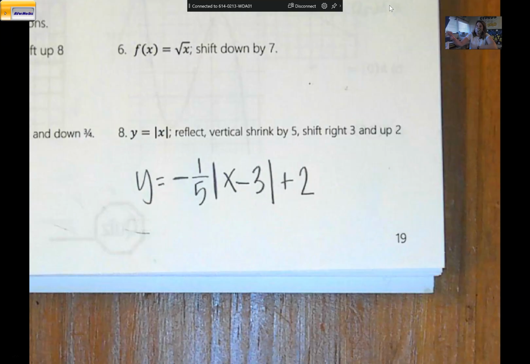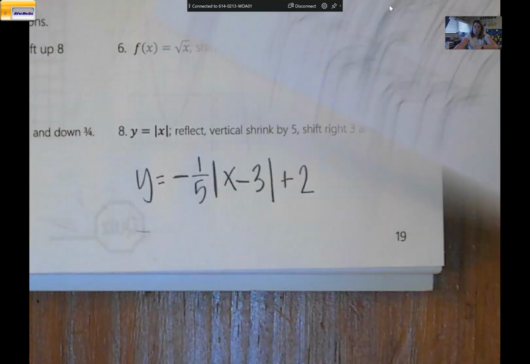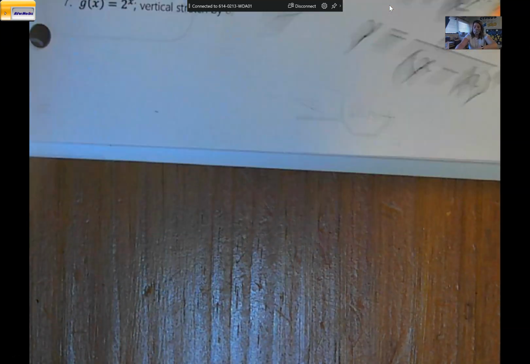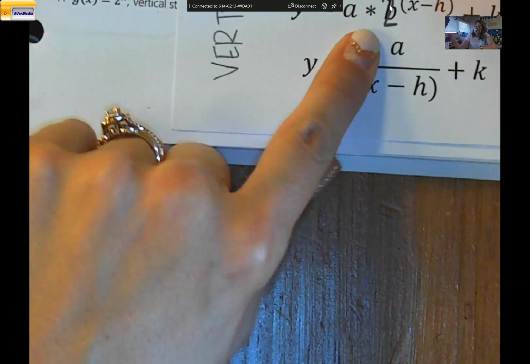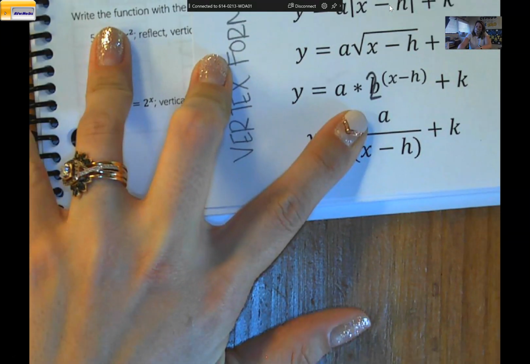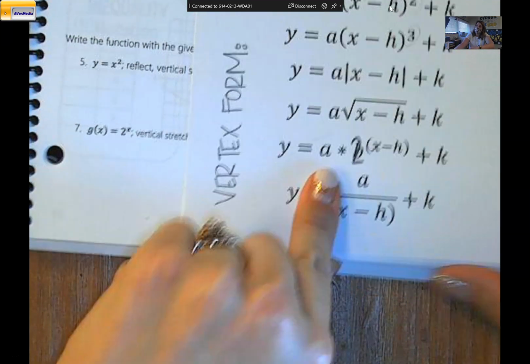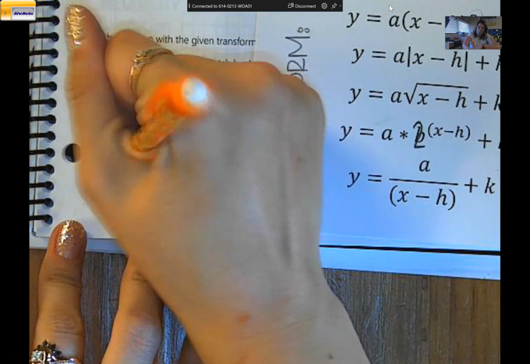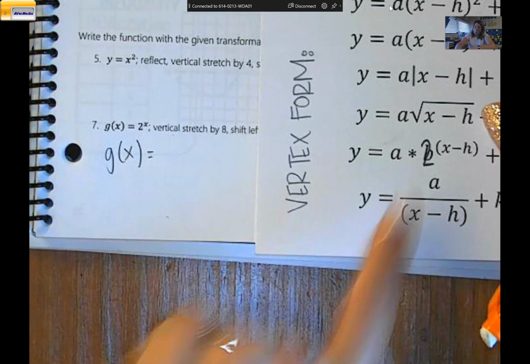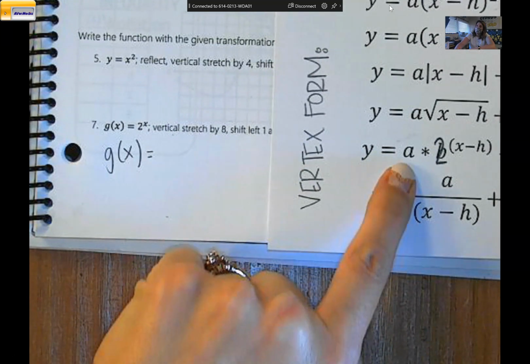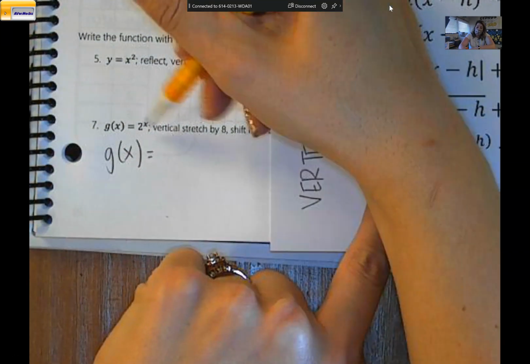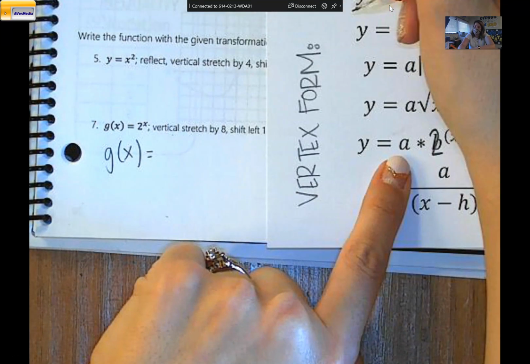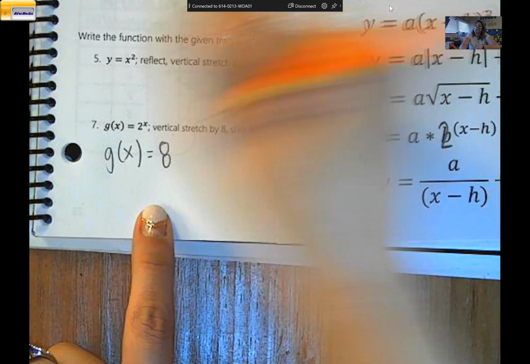So on these ones, if you need to, just work left to right in your vertex forms. So like on number 7, he matches this one. Sorry, I'll zoom out. Number 7 matches this one. So I'm just going to go through and check. I'm going to say g of x equals. Then the first thing I can check is, is it reflected or does it have an A? So it doesn't tell me to reflect it. It does say vertical stretch by 8, so I'm going to put an 8 here.